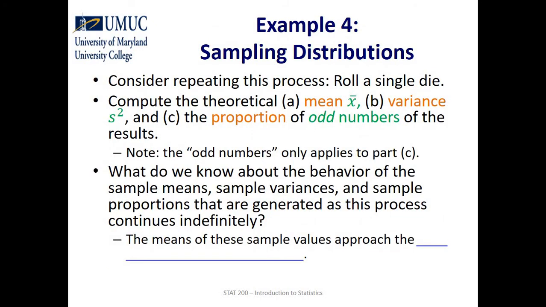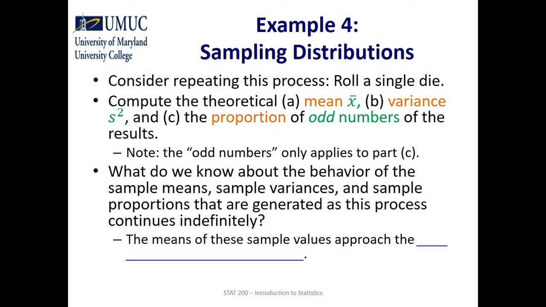Okay, so all that information, confusing as all get out. I understand it. So here we're going to look at an example. We're going to repeat this process. We're going to roll a single die. Die is a single term for multiple dice.